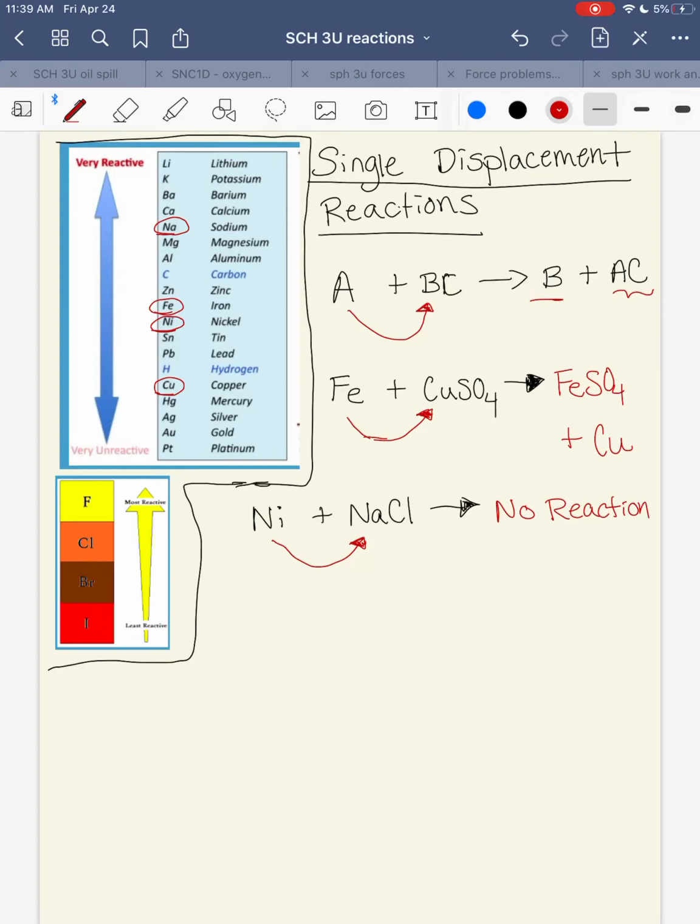Okay, let's try 2 more examples here. We're going to look at reacting lithium with zinc carbonate.